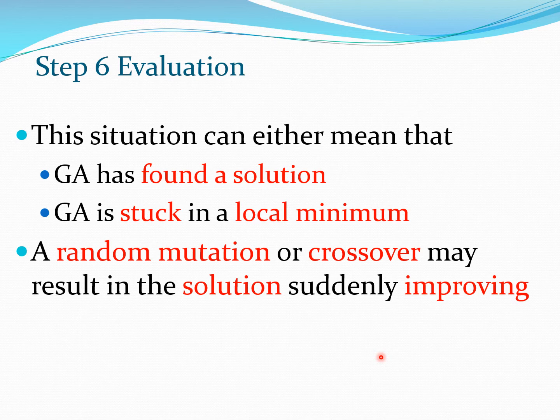Now if you have encountered any of these situations, then what can happen is that you could escape from this situation by a random mutation or crossing that may result in a solution suddenly becoming better. So this is of course a possibility. So you can never say anything about a GA because mutation keeps going on.